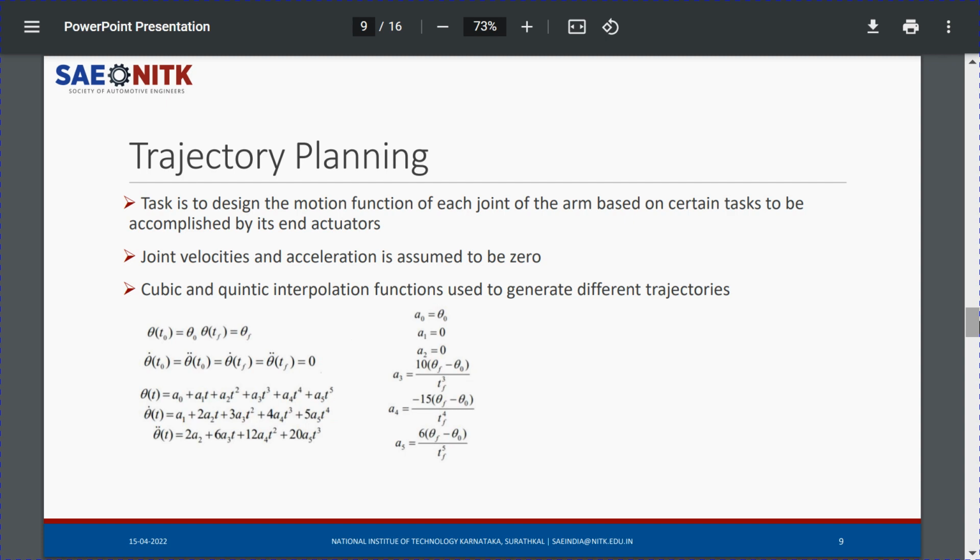Next is the trajectory planning. The term trajectory refers to the displacement, velocity, and acceleration of the manipulator in motion. The task is to design the motion function of each joint of the arm based on certain tasks to be accomplished by its end actuators. Joint angle at the start point and at the end point is defined. The time is assumed to vary from 0 to 1 in intermediate steps. The joint velocity and acceleration are assumed to be 0 at the boundaries. By applying all these boundary conditions, we can find out the coefficients of the polynomial.